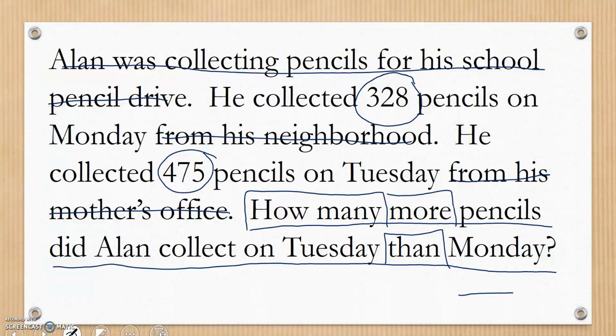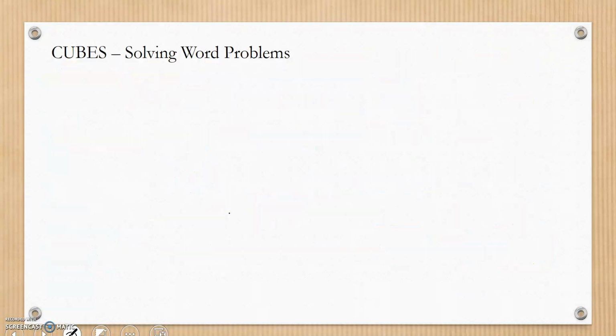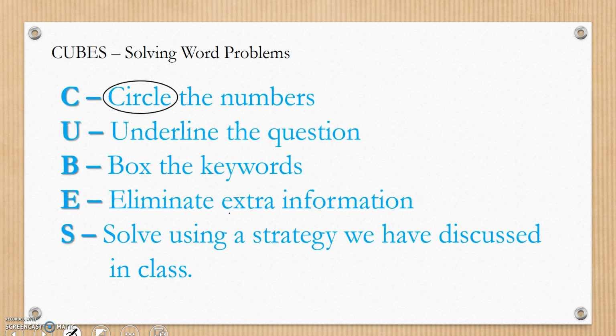All right, let's review our steps for our CUBES strategy for word problems. We circle the numbers, we underline the question, we put a box around the keywords, we eliminate that extra information, and finally we solve using a strategy.